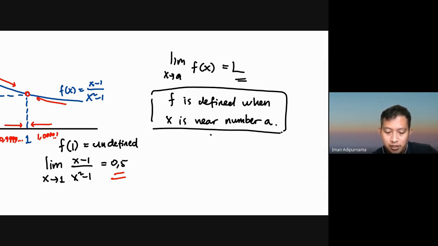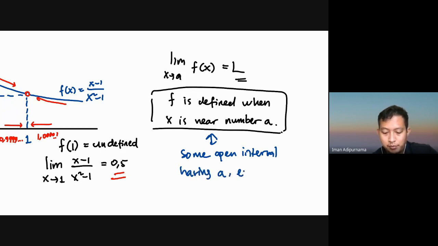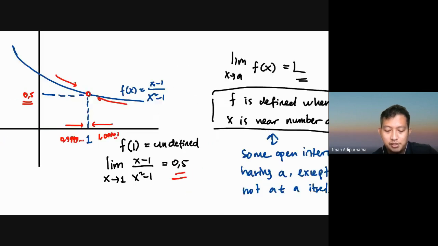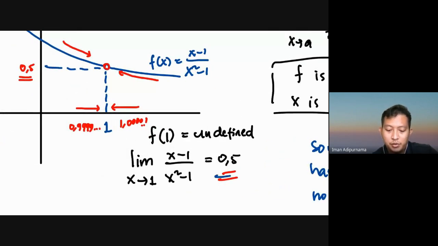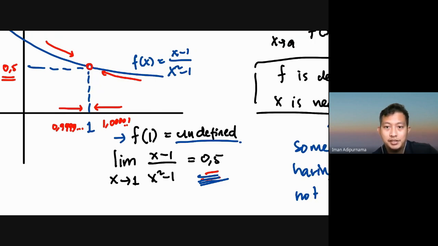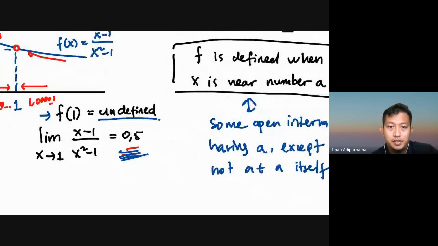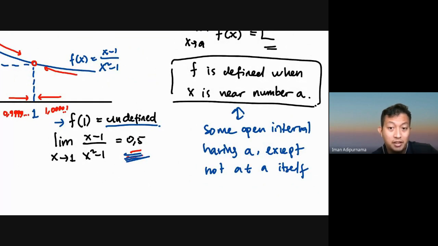And then some open interval having a, except not at a itself. So this is true from our previous example here. We can find the limit here. But at that point, at x equals 1, it's undefined, right? Okay, so that's pretty much the introduction to limit. The next session we'll have more discussion, especially on limit. And I hope you get my point, what limit is.